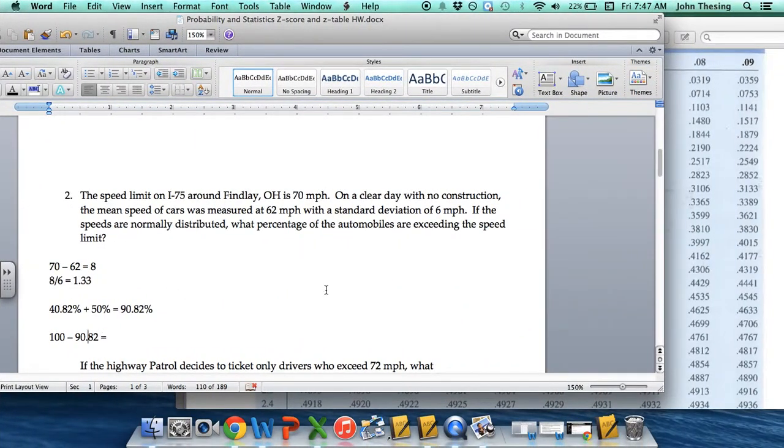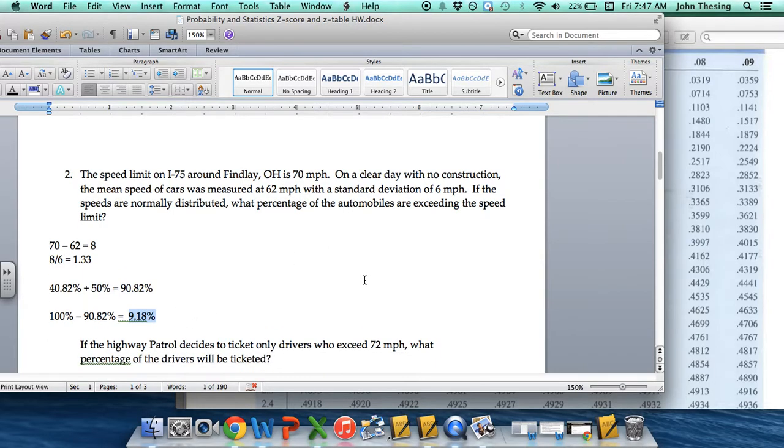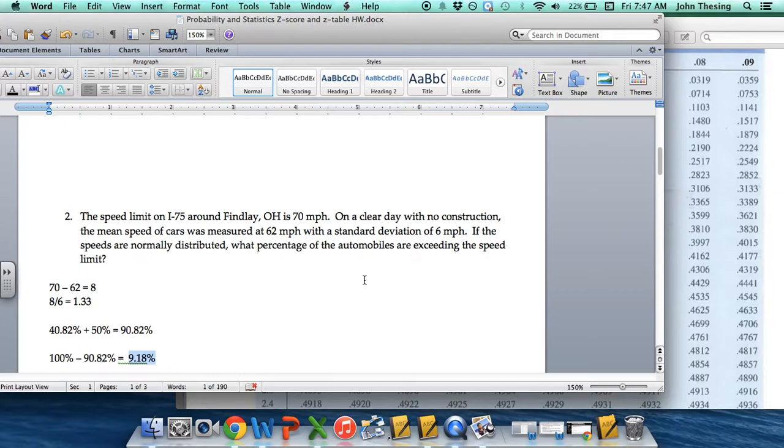So 100% minus 90.82% will give us 9.18%. So the probability that you find a random car that drives by that's speeding, given this information, is 9.18%. All right, so that's how you do those.